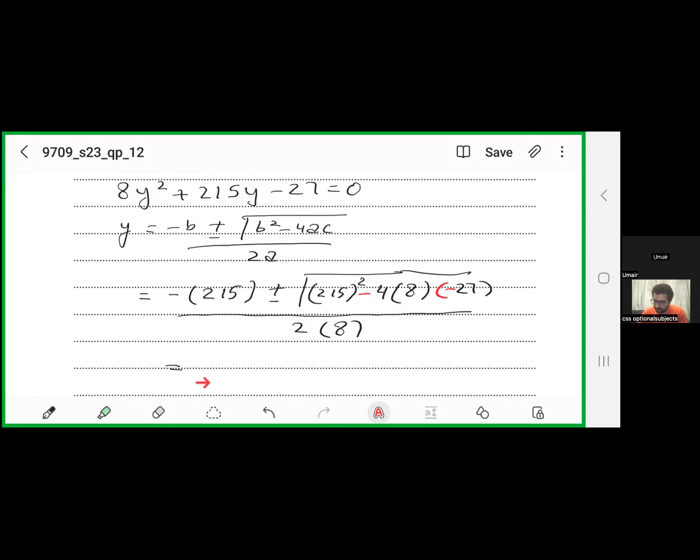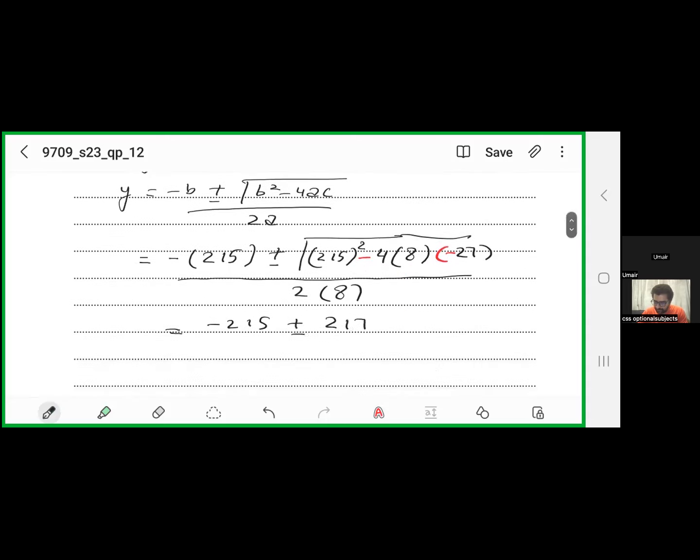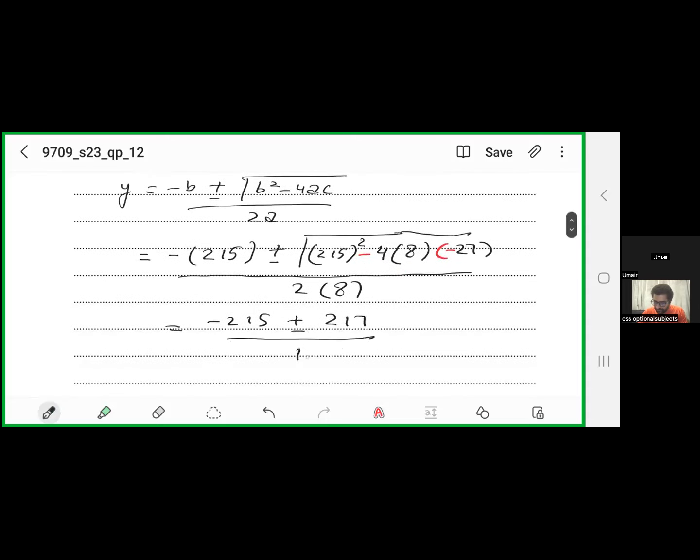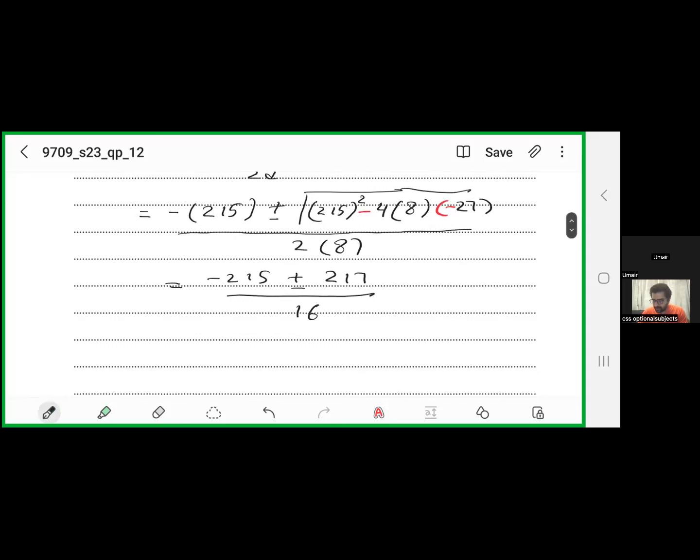So here you will get minus 215 plus minus 217 over 16. So that will be minus 215 plus 217 over 16, once you do it with a positive sign. Minus 215 minus 217 over 16.